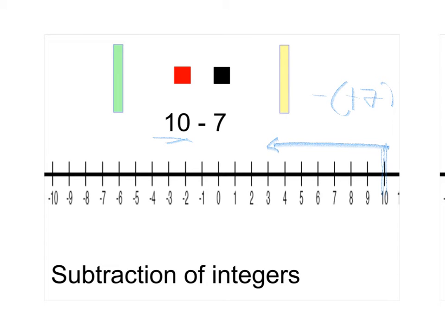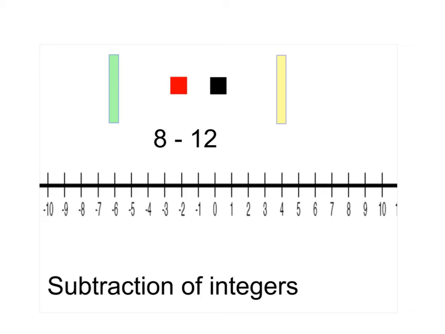So I'm going to be here, and I'm going to go to the left. I'm going to subtract 7, which means I'm going to go here, and I'm going to land at the 3. So 10 minus 7 is 3. Now, you knew that before. Most of you could do 10 minus 7 before you walked into my class. But notice that when we subtract a positive, we're going to the left. We're always going to the left when we subtract a positive.